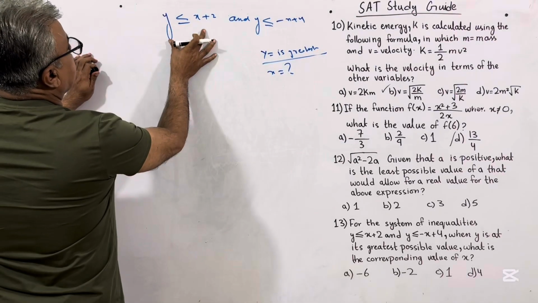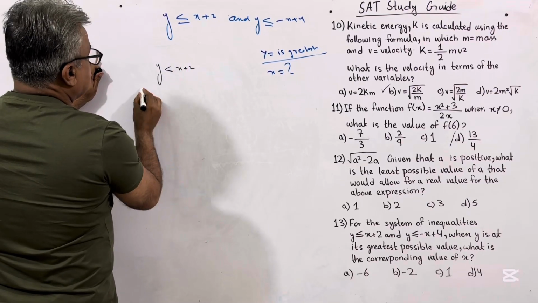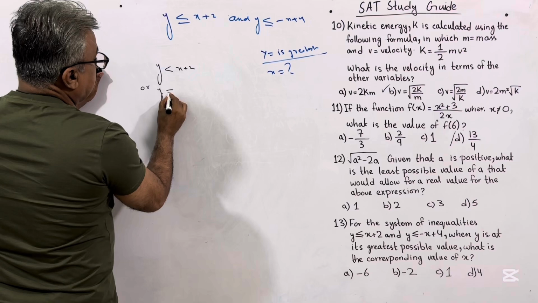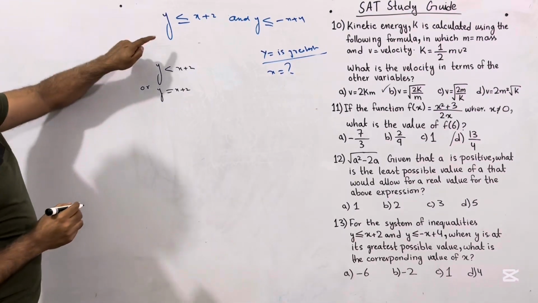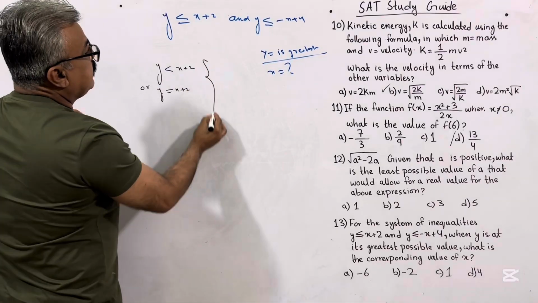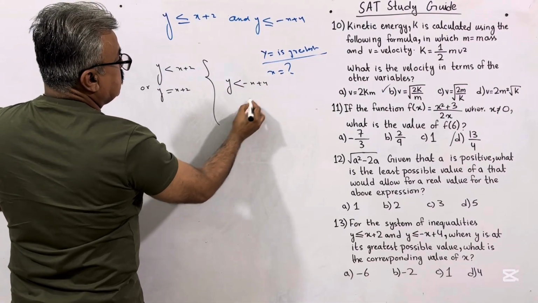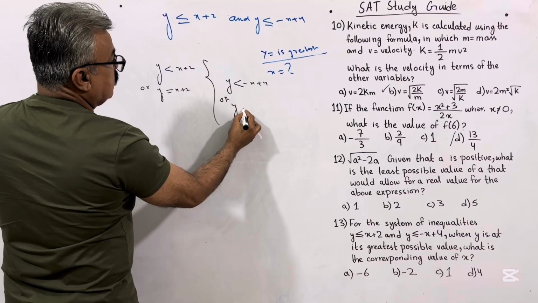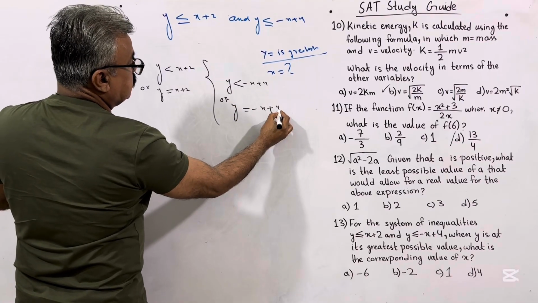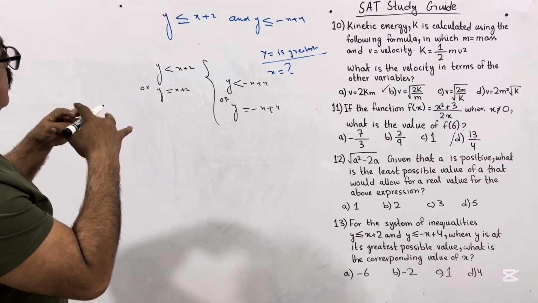Let me open up this inequality. It is y less than x plus 2 or y is equal to x plus 2. Similarly, let me open this up as y is less than minus x plus 4 or y is equal to negative x plus 4. We are asked to find its greatest value.